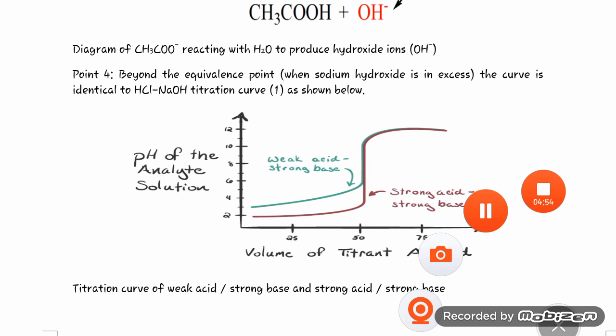You can see the titration curves, the green representing the weak acid and strong base, and red the strong acid and strong base. So here we have completed this.